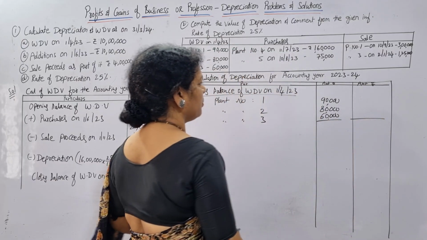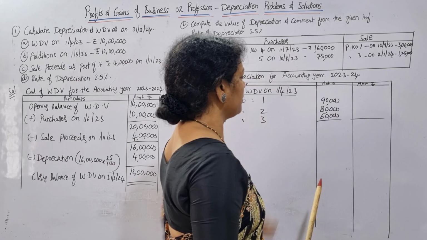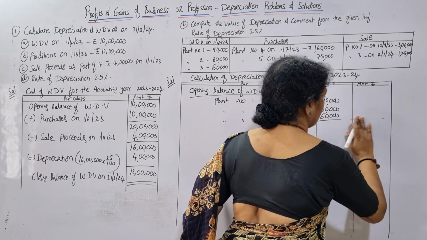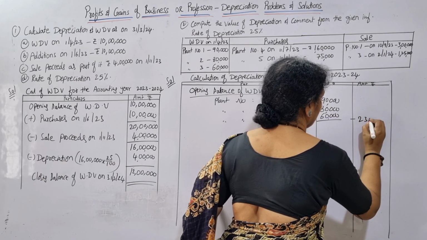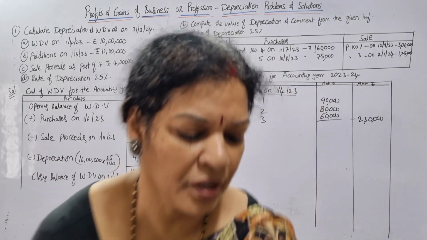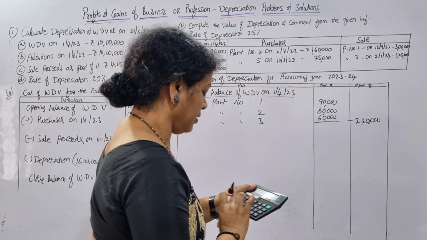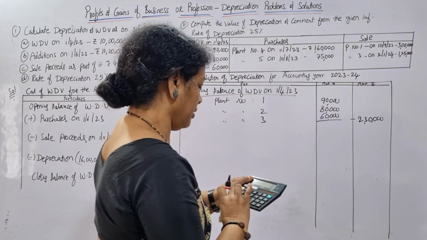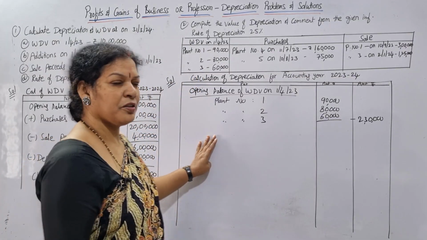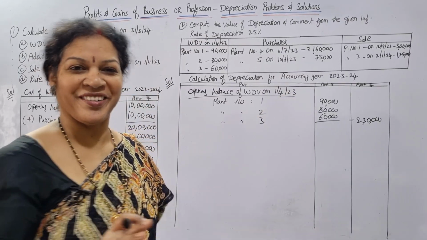Together if we add, how much are you going to get? 9 plus 8, 17, 17 plus 6, 23. 2,30,000. Am I right? Let me check it once again. 90, 80, 60. Yeah, 2,30,000. Okay. Small mistakes also, many comments I get. Madam, calculation gone wrong.